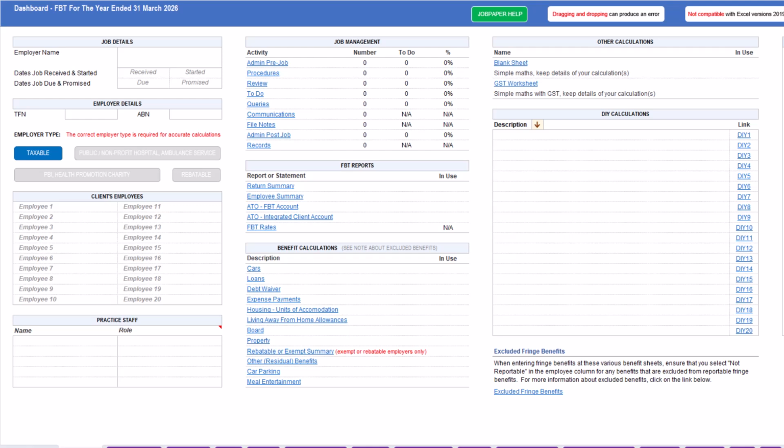Alex prepares an FBT return for an employer client with several car fringe benefits and other benefits including expense payments and entertainment. She downloads the Fringe Benefits Tax file, which is an all-in-one working paper solution for an FBT job.